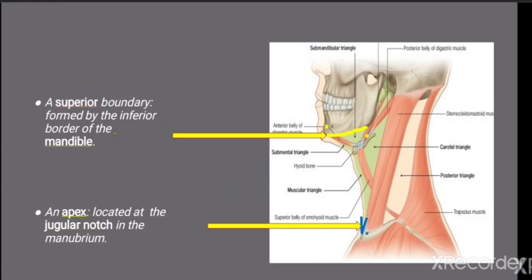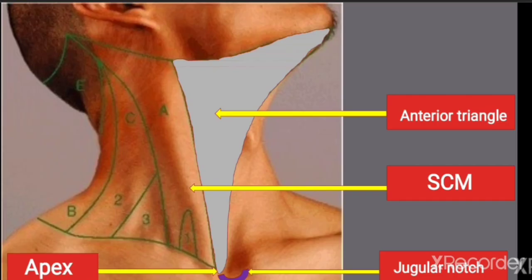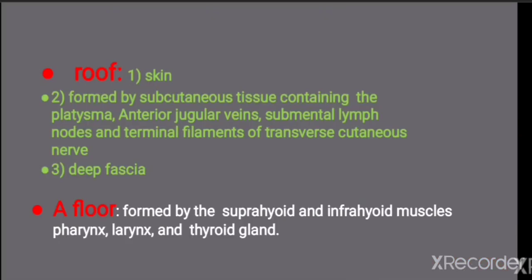Then the superior boundary is formed by the inferior border of the mandible. So this yellow colored line is the inferior border of the mandible, and the apex of this triangle is formed at the jugular notch. Jugular notch means suprasternal notch. Just above the sternum there is a notch which is known as the jugular notch. So this highlighted area is the anterior triangle in front of the sternocleidomastoid, and here we have also demarcated the jugular notch, that is the suprasternal notch.